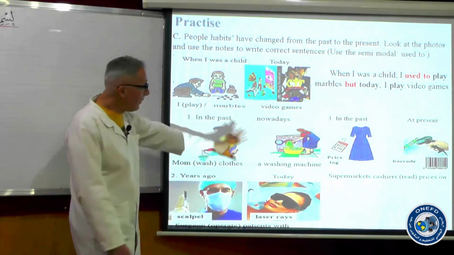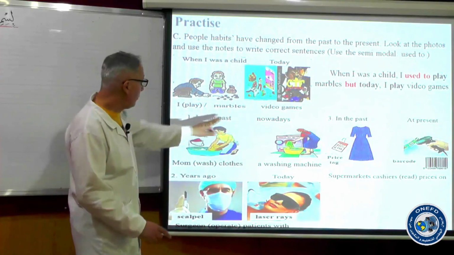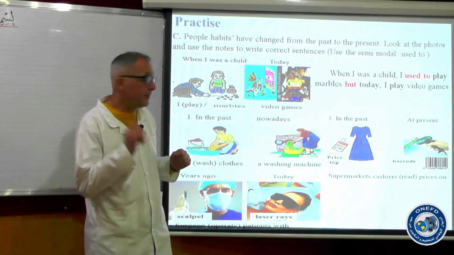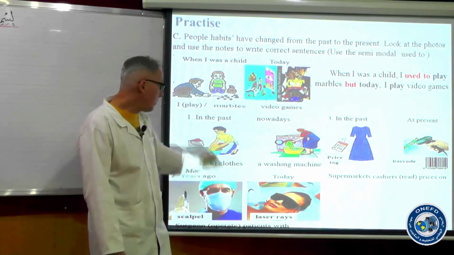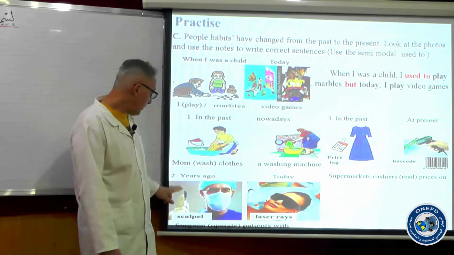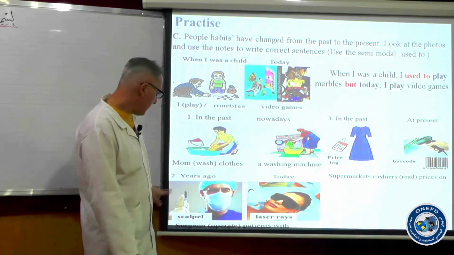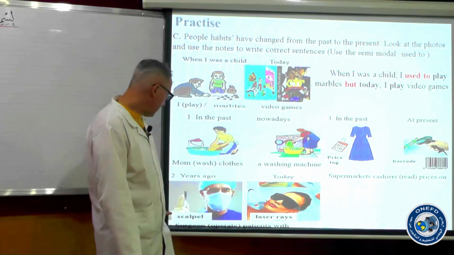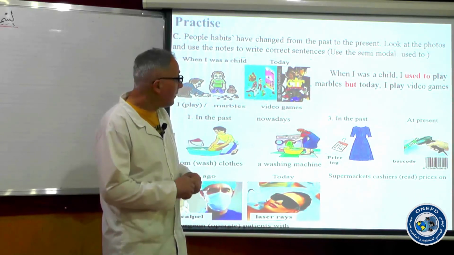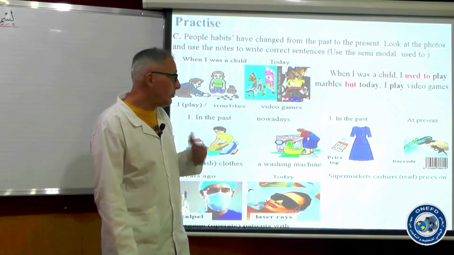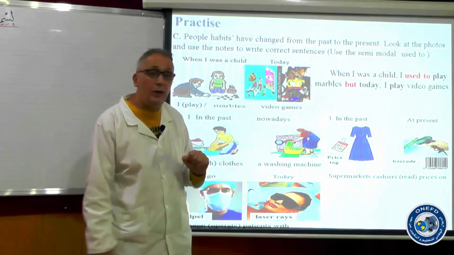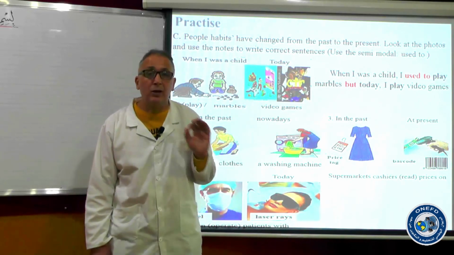Now, here we have 3 situations. You are going to look to the pictures or to the photos and we have some hints to help you for writing correct sentences. Number 1, in the past, mom washed clothes. Nowadays, washing machine. Number 2, years ago, scalpel or bisturi. Today, laser rays, surgeon operate patients with. And number 3, in the past, we have price tag, supermarkets, cashier. The verb is read, prices, on. And at present, we have barcode. You follow the model or the example and try to write correct sentences.